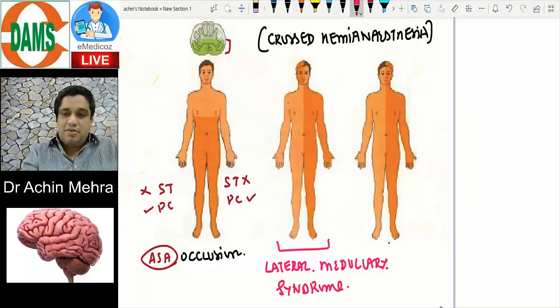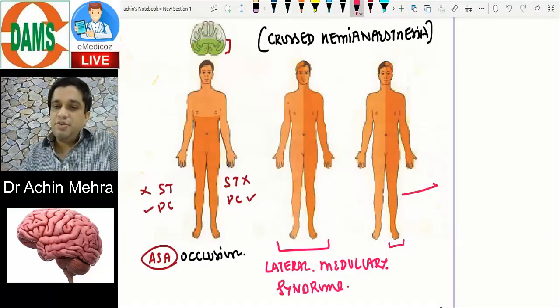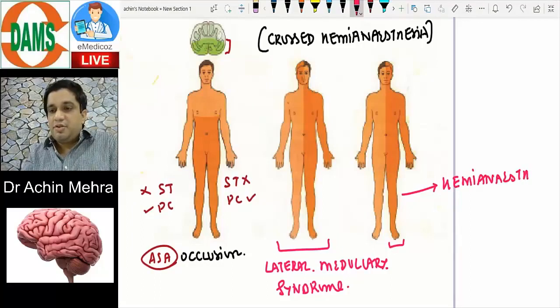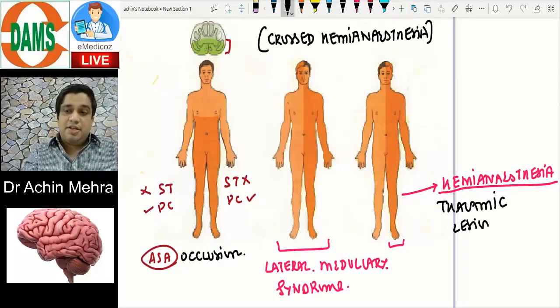Now this fella, look at this, the face and the body, the sensory loss has happened on the same side. So I'll not use the word crossed over here, I just use the word hemianesthesia in these patients. And don't forget, to cause hemianesthesia, the lesion has to be where? Thalamus. So we find in these patients there is a thalamic lesion. So in thalamic lesion there is a hemianesthesia on the same side.